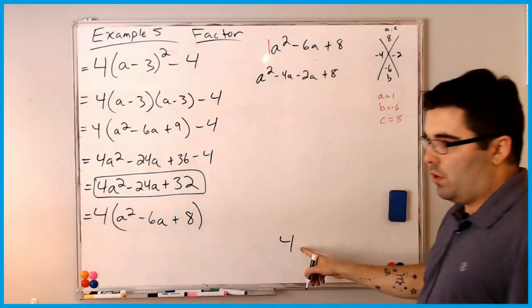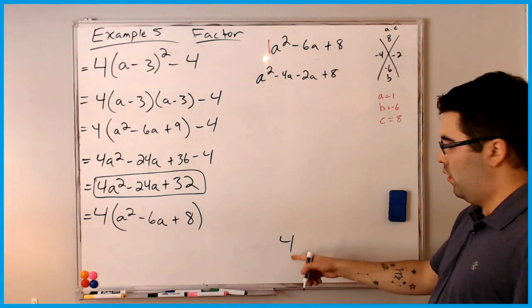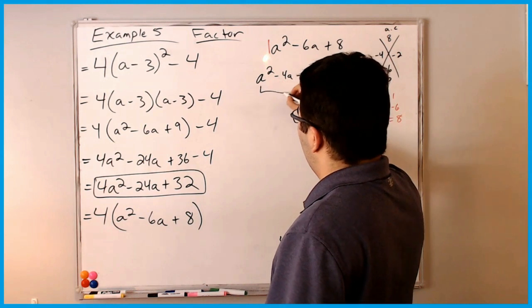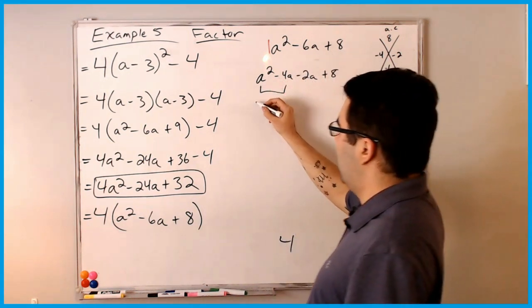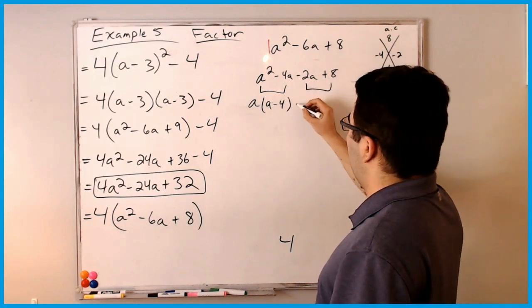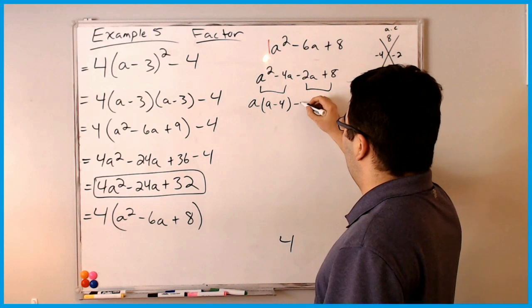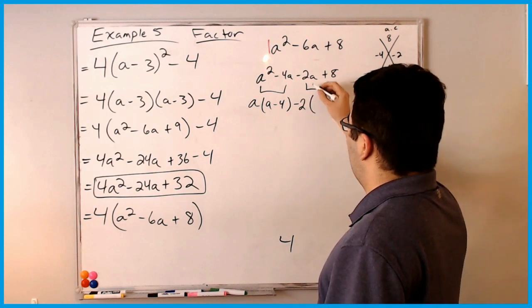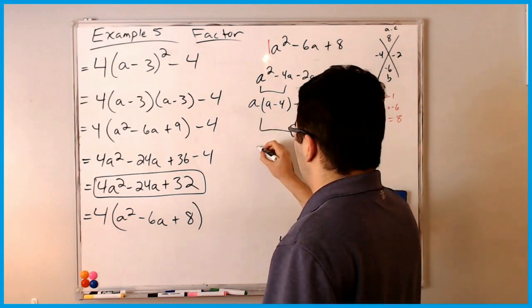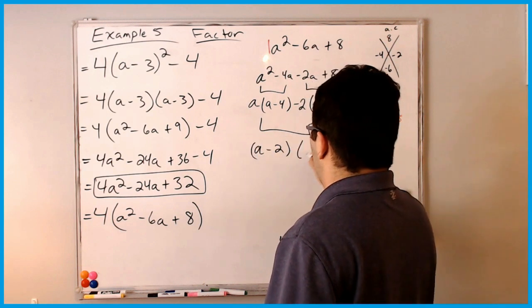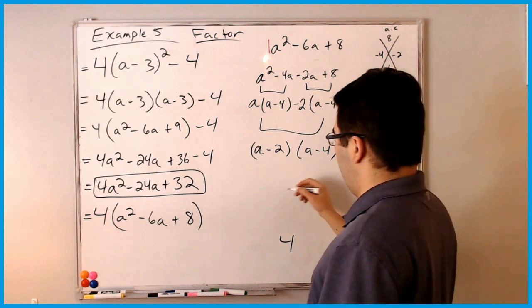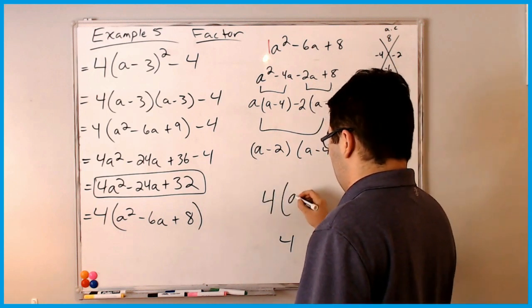And again, technically there's a 4 out there in front of it, but we're just pretending it's not there for now. I went ahead and wrote it at the end so we don't forget it. Now to factor this, we're grouping. What does a squared minus 4a have in common? Only an a. What does this have in common? Only a minus 2. And that's a minus 4. Factor this again, you get a minus 2, a minus 4. And again, you technically had that 4. So your answer really is this.